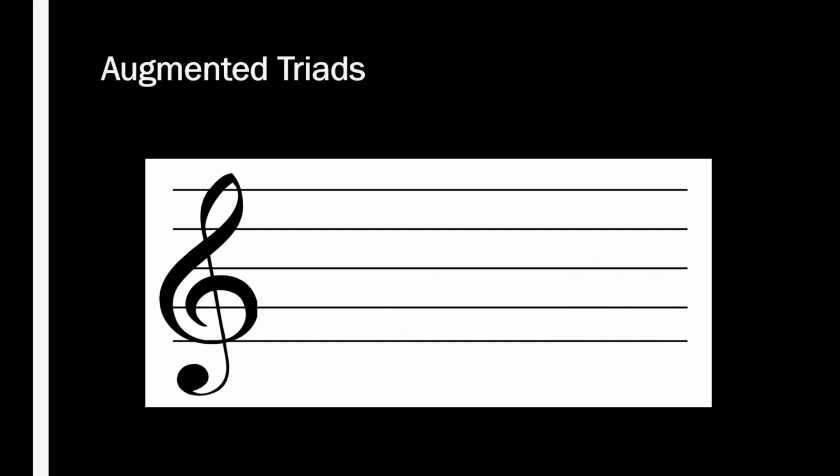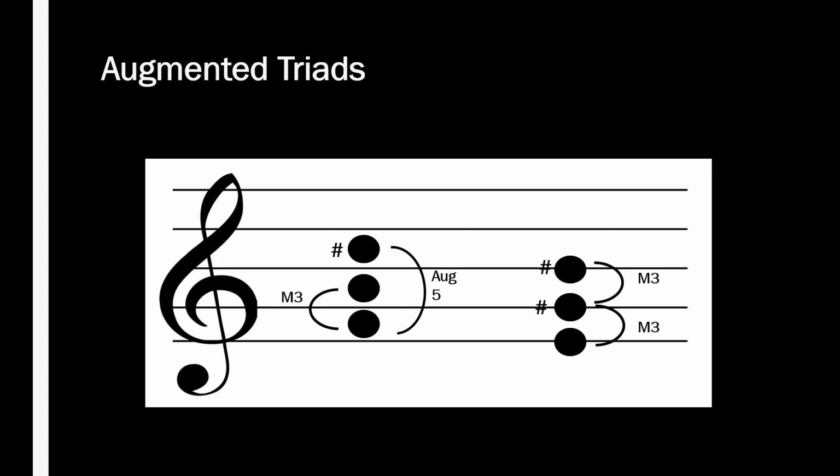Augmented triads are built by using a major third and an augmented or raised fifth. Or you can think of it as stacking 2 major thirds on top of each other. Either way, the fifth of the chord has been raised to create an augmented triad.